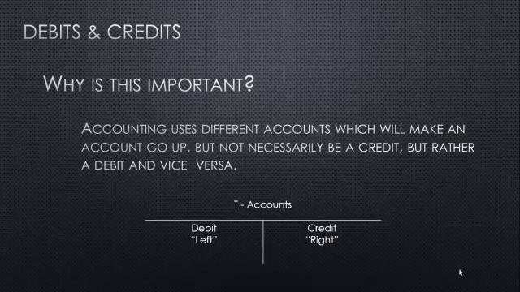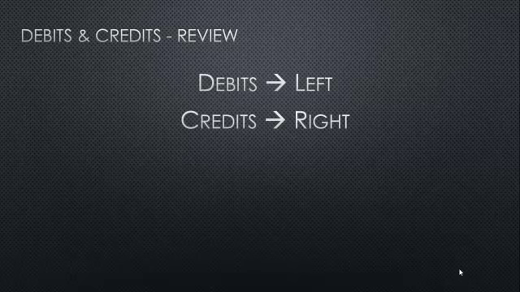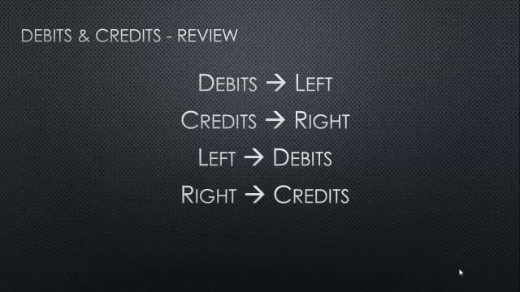So there are different accounts, and some go up and some go down. But some accounts might go up and we might debit them. Some accounts might go up and we might credit them. So throw out the window the idea of debits and credits meaning up or down. Debits truly only means left, credits truly only means right. So let's review. Debits are left, credits are right. Left means debit, right means credit.